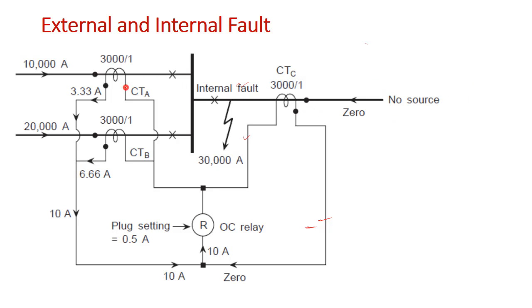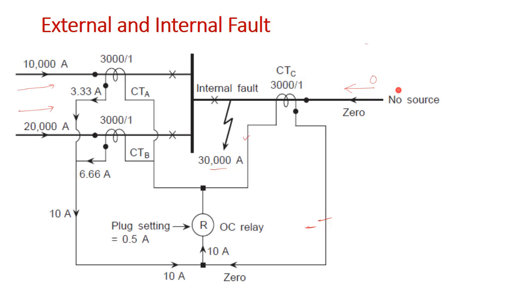Because here I think it is a single fed line, therefore the current is flowing only from this side, and on this side the current is 0. So for the internal fault, CTA and CTB will work very nicely because they are providing 10,000 and 20,000 ampere each if the internal fault current is 30,000 ampere, and CTC is providing 0.